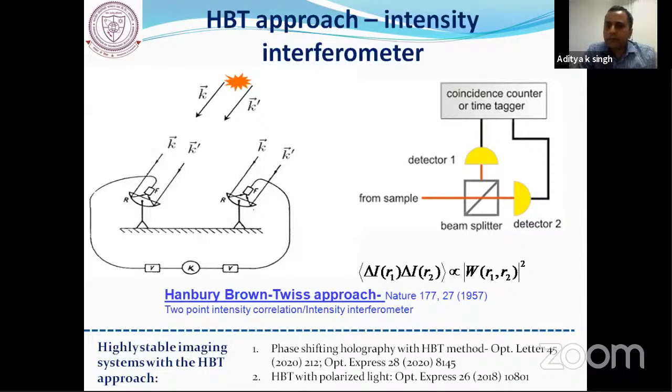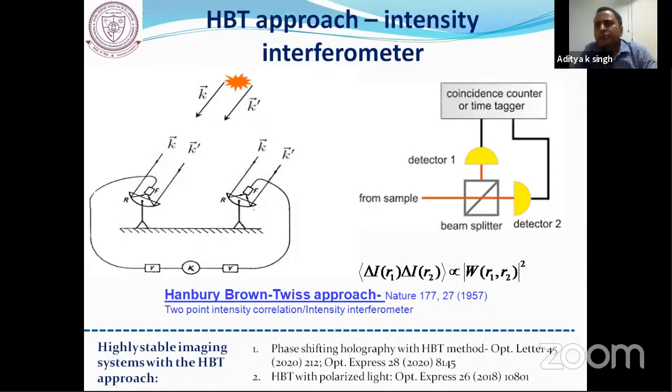Like if you have a certain object, illuminate that object with coherent light and put a detector at a certain distance, your detector will give only the intensity measurement, and in that case your phase is lost. Because if I want to completely recover the object, I need to have the phase information of the object.